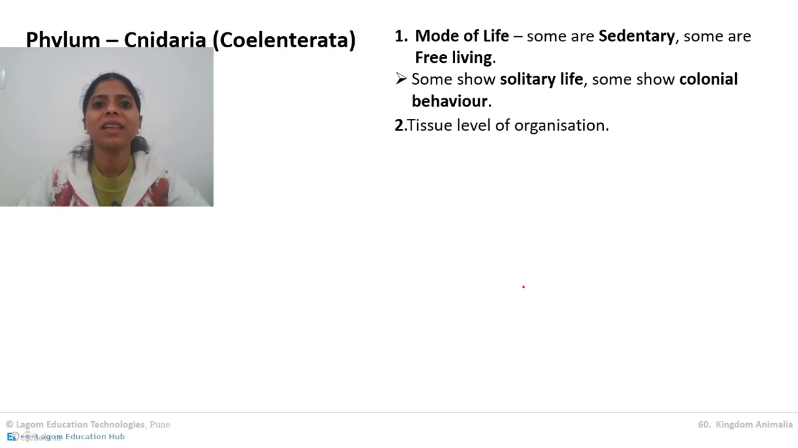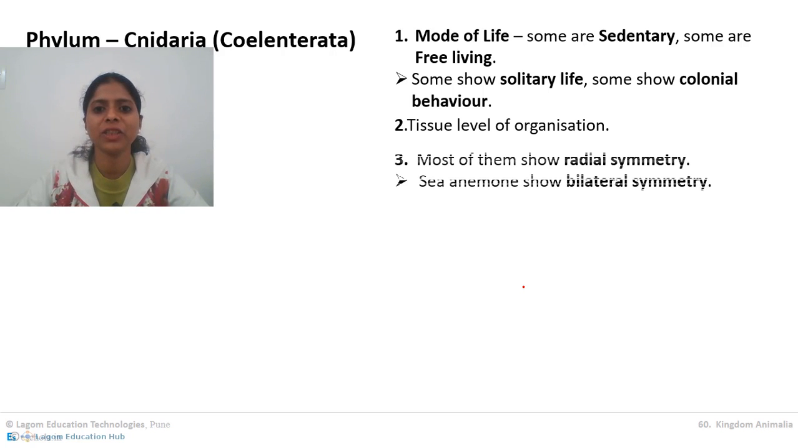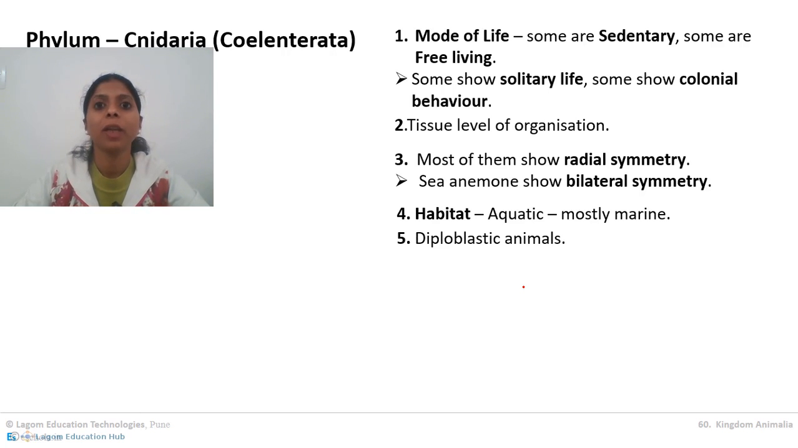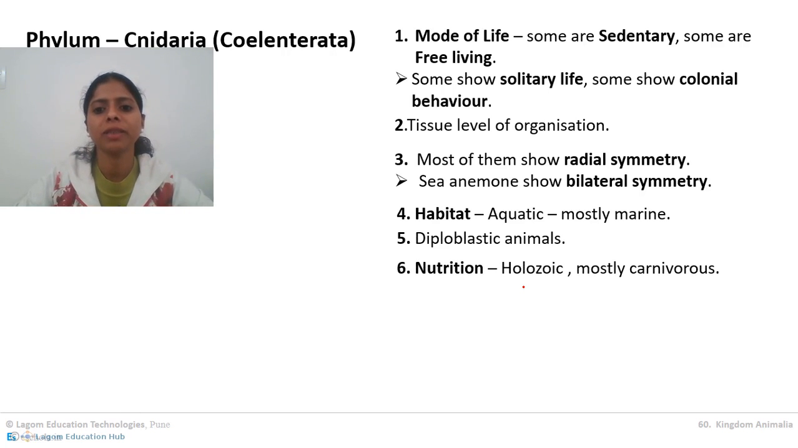Then the second characteristic is tissue level of organization. Then the third characteristic is they show radial symmetry, or some of them show bilateral symmetry. Habitat: aquatic, always marine. Diploblastic animals, only two germ layers. Nutrition: they are mostly carnivorous, meaning holozoic mode of nutrition. Then they show a blind sac body plan. What is a blind sac body plan? Only a single opening for the digestive system.